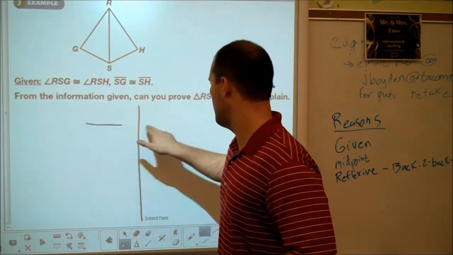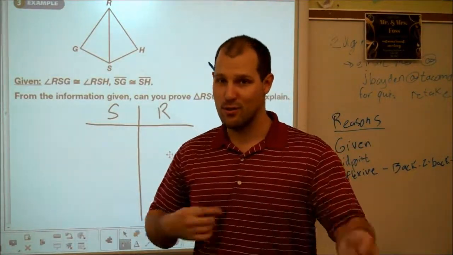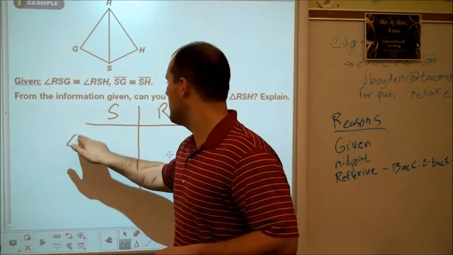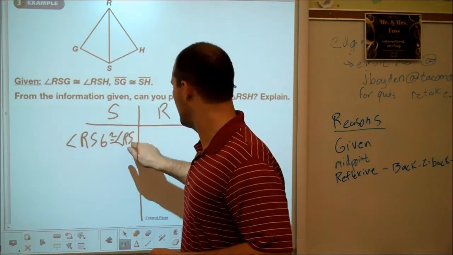Okay, I'm going to get my chart down. Statements, reasons. Let's start filling it in. At this point, you should recognize we're going to start by writing down the given. Triangle RSG congruent to triangle RSH.